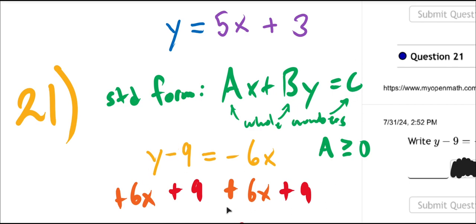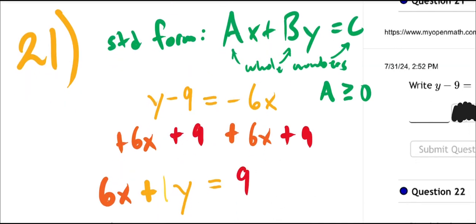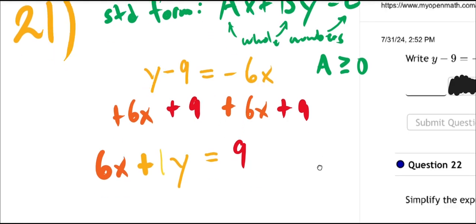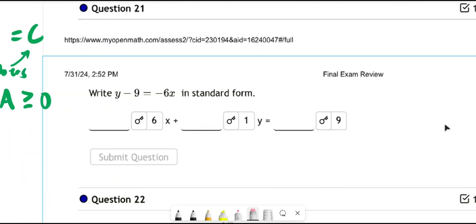So I add 6x to both sides, I move this minus 9 by adding 9 to both sides, and when all the dust settles, we have 6x plus 1y is equal to 9. If you have just a y, that's 1y. So, are we good? We're good. They're all whole numbers, and the a term, the x coefficient, is positive. So this is done. Checking our work, we move on.